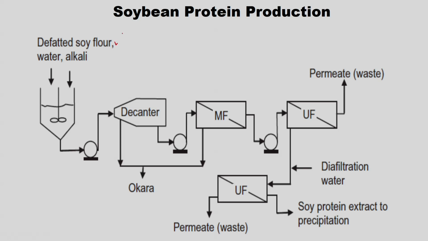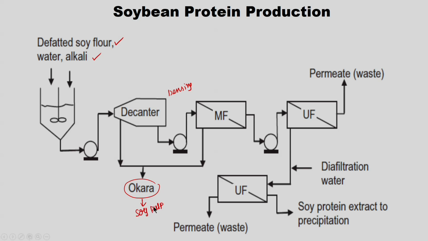First, defatted soy flour, alkali and water are fed into the tank. This is further pumped to the decanter. The decanter does the separation based on density. The high density part of the feed gets collected at the bottom. The clear upper part is further pumped into the microfiltration module. The concentrated part we call okara, which is nothing but soy pulp.